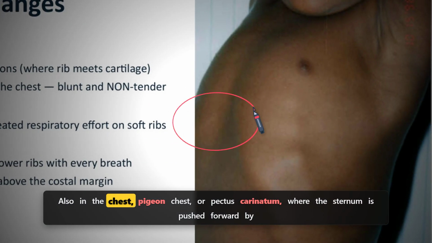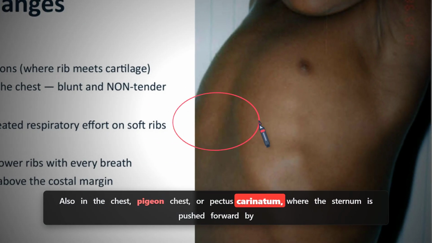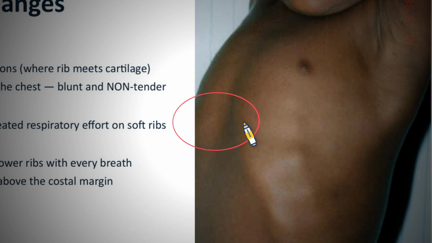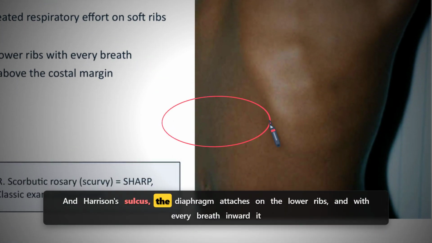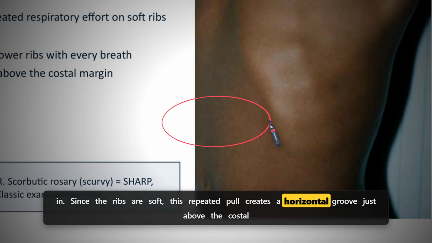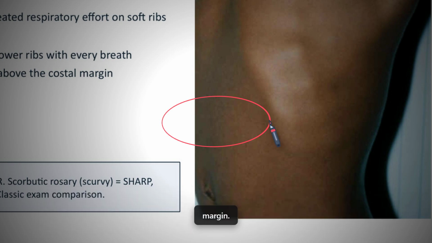Also in the chest, pigeon chest, or pectus carinatum, where the sternum is pushed forward by repeated respiratory effort against soft ribs. And Harrison's sulcus: the diaphragm attaches on the lower ribs, and with every breath inward it pulls those ribs in. Since the ribs are soft, this repeated pull creates a horizontal groove just above the costal margin.